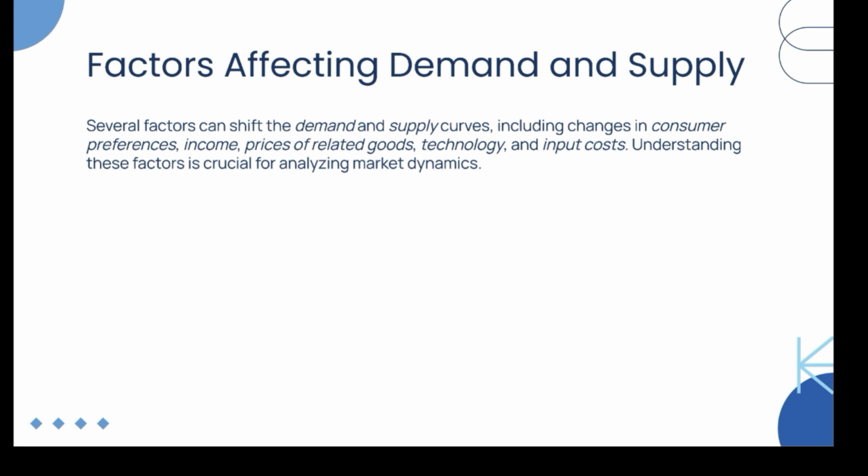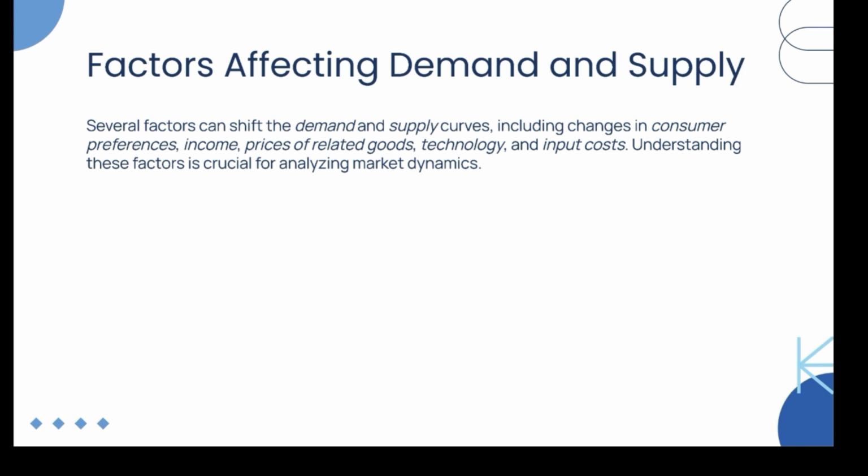Several factors can shift the demand and supply curves, including changes in consumer preference, income, prices of related goods, technology, and input costs. Understanding these factors is crucial for analyzing market dynamics. In economics, we commonly use the statement ceteris paribus. Ceteris paribus states that we keep all other factors constant. So when we analyze the relationship between the price and quantity, we keep the effect of all other factors constant.